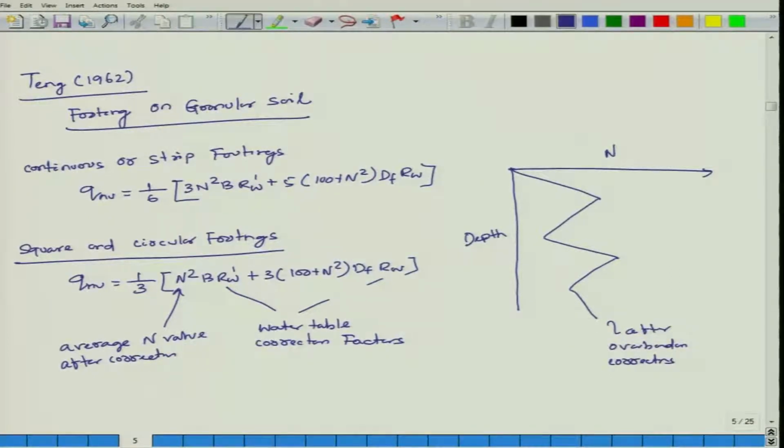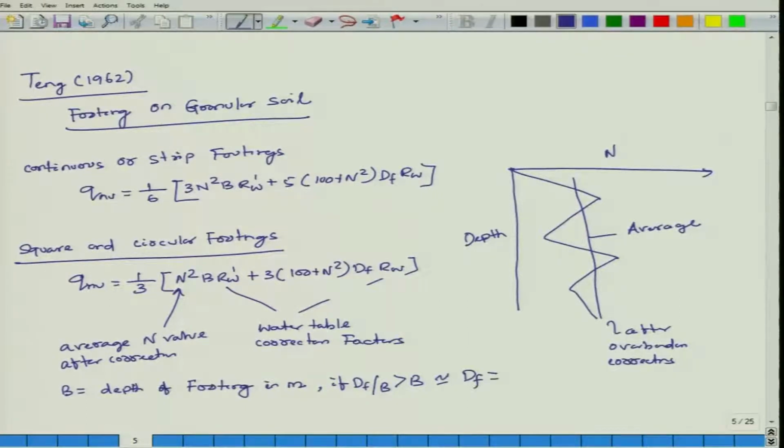Then once you plot N versus depth, from this N you have to find out what should be your average value. Once you get the average value, then from there you can find out your value of net ultimate bearing capacity, because qnu is your net ultimate bearing capacity. B is the width, and Df is the depth of footing in meters. If Df by B is greater than 1, then use Df equal to B.